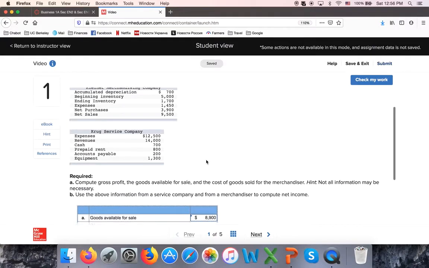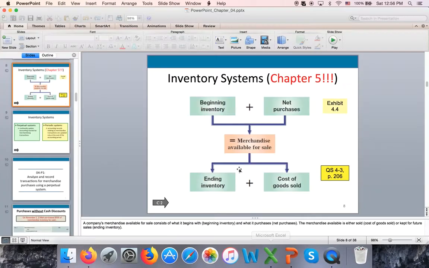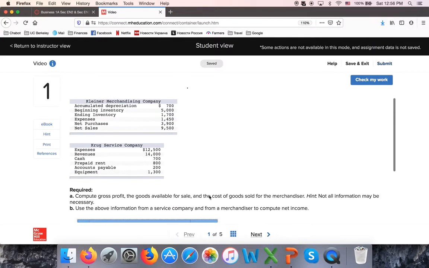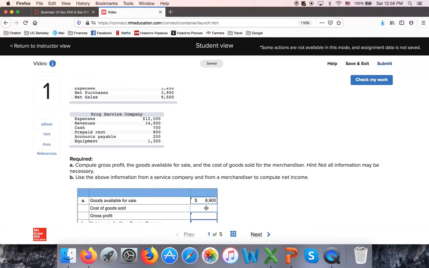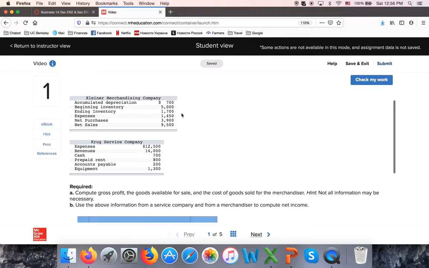Cost of goods sold. So to calculate cost of goods sold, we now have merchandise available for sale. So if I look at this formula, I have merchandise available for sale. So if I need to find cost of goods sold, I simply need to subtract ending inventory, right? So if you look at MAS or GAS, 8,900, minus ending inventory, 1,700, equals cost of goods sold, and that's $7,200. So again, GAS or MAS minus ending inventory.